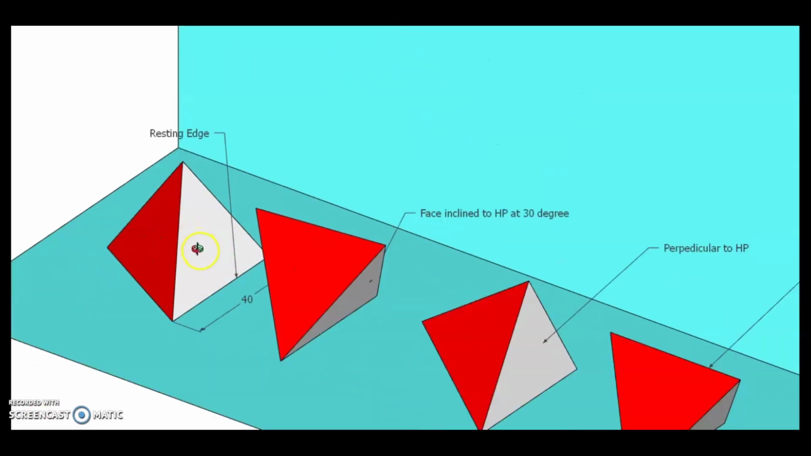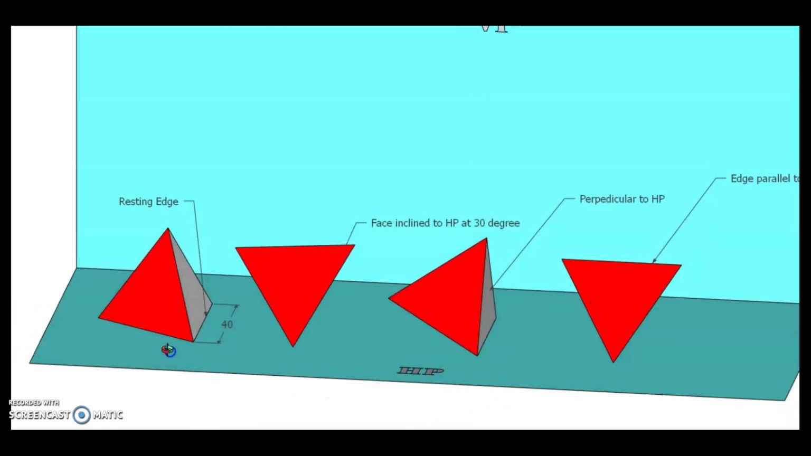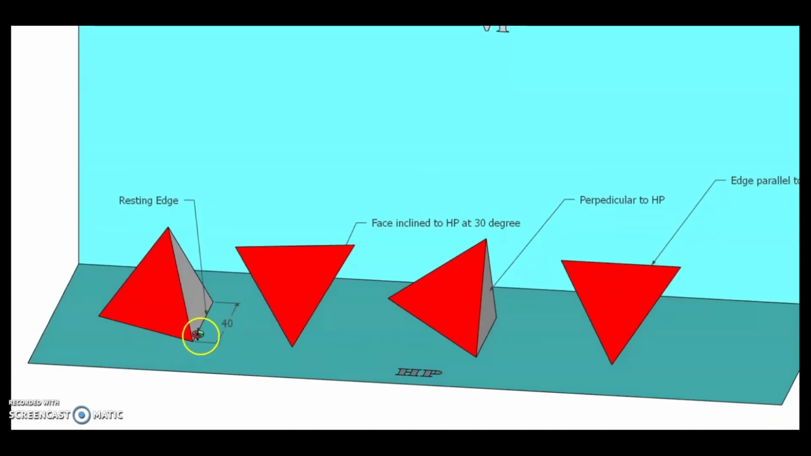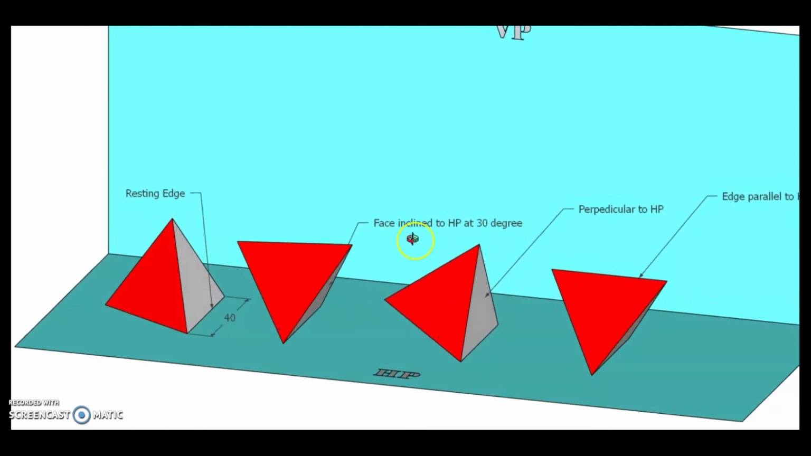So these are the different conditions of a tetrahedron. This is the initial condition in which it is assumed that one of its triangular faces is resting on HP and one of the edges is perpendicular to VP. Now for the first inclination condition, we have to incline this tetrahedron in such a way that this face is inclined to HP at 30 degrees. In the second case, this edge should be perpendicular to HP.